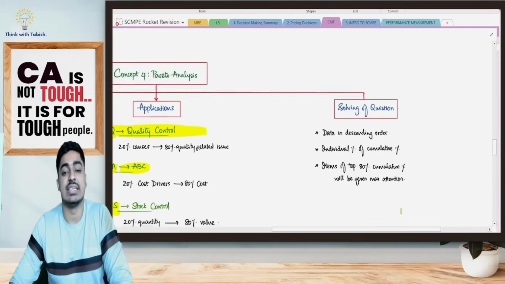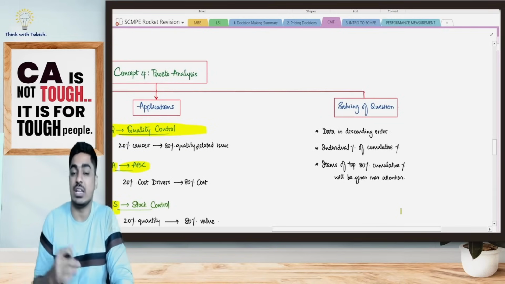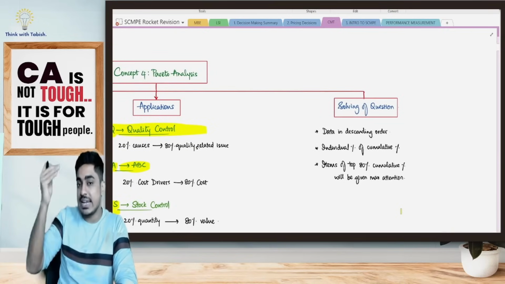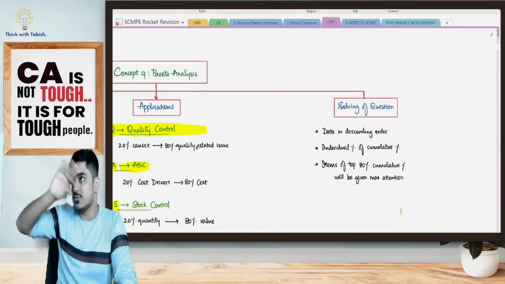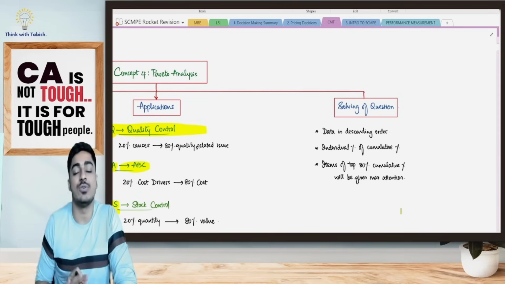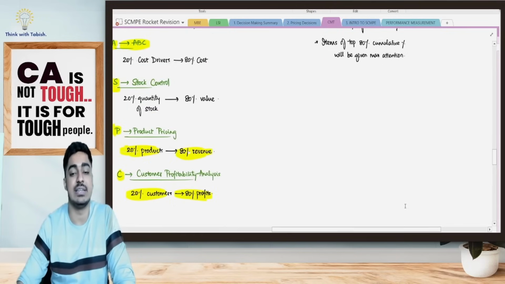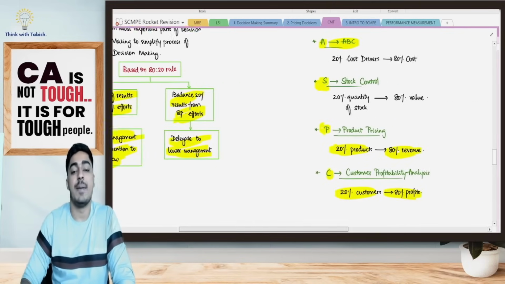Is it clear? Now, solving a question: how do we solve a practical question? First, whatever data is given, write it down in descending order. First, calculate individual percentage and cumulative percentage. For the top 80%, state that it falls in top management purview. The balance, you're going to delegate. Is it clear, everyone? This was my Pareto analysis.